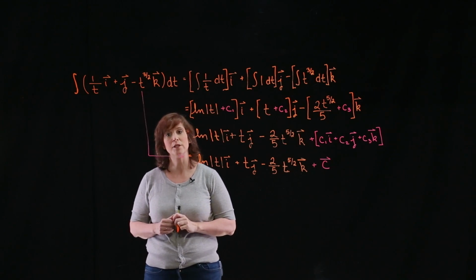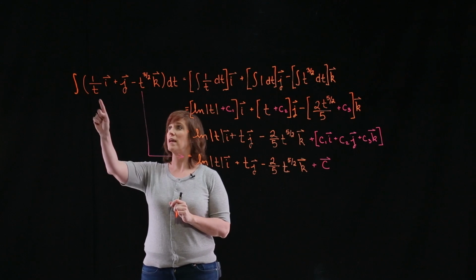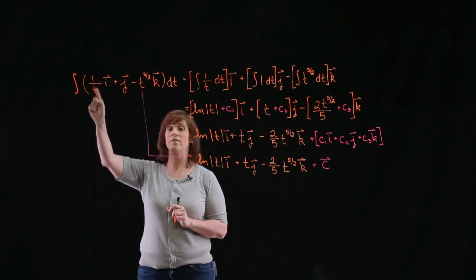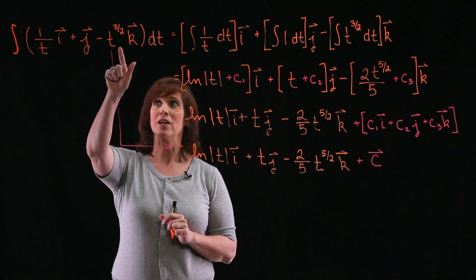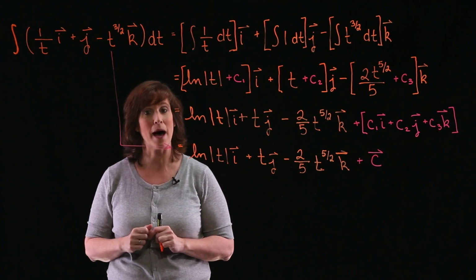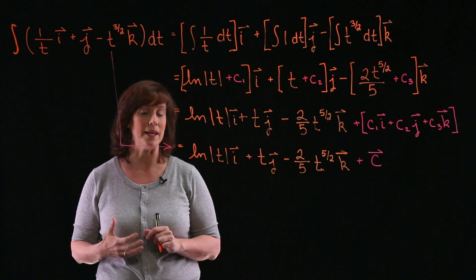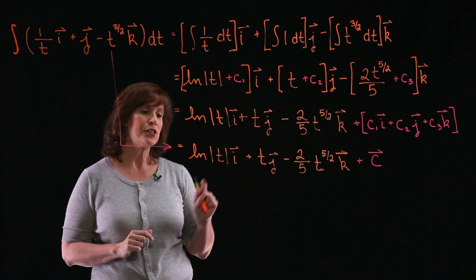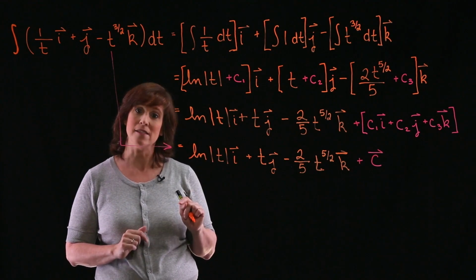One more thing. If you take a look at your original vector-valued function, I noticed a couple of things. First of all, in my first component, I have 1 divided by t, which means t cannot equal 0. And in my third component, I have t to the 3/2 power. I'm taking the square root of t, which means that t has to be a positive number. So when I look at my final answer, this absolute value of t is not necessary.